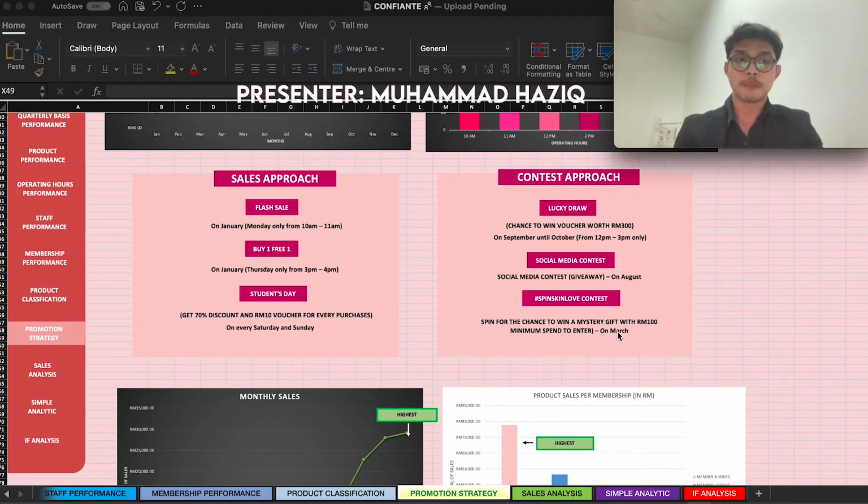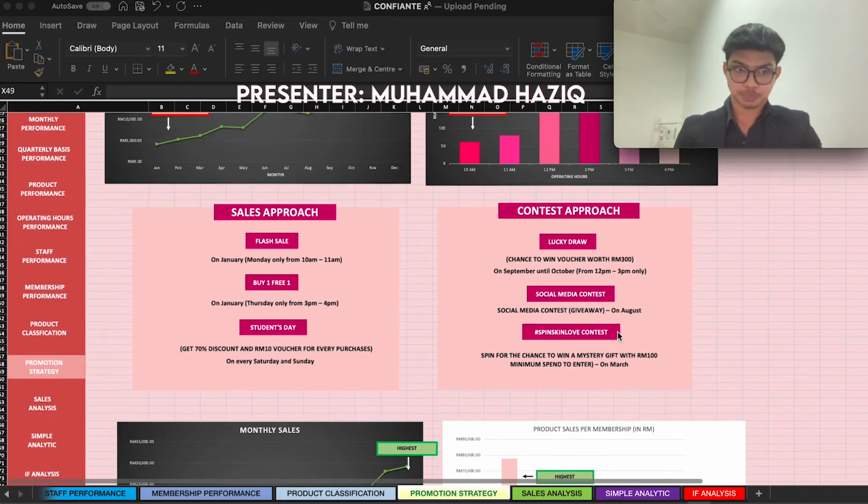The last for contest approach is hashtag Spin Skin Love Contest. Spin Skin Love Contest helps to appreciate our customers who already use our products since day one, where they can get a chance to spin to win a mystery gift with 100 ringgit minimum spend to entry every spin. Also, this contest occurred in March in order to ensure our sales remain increasing for the next month.